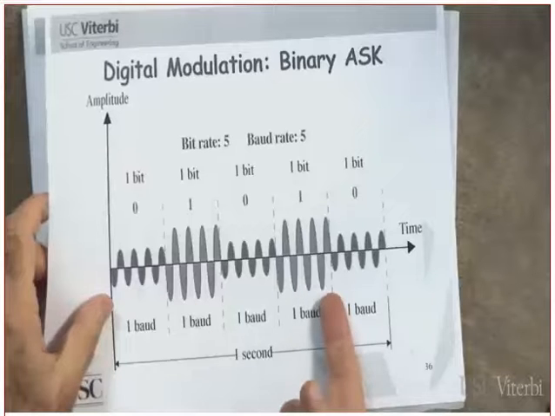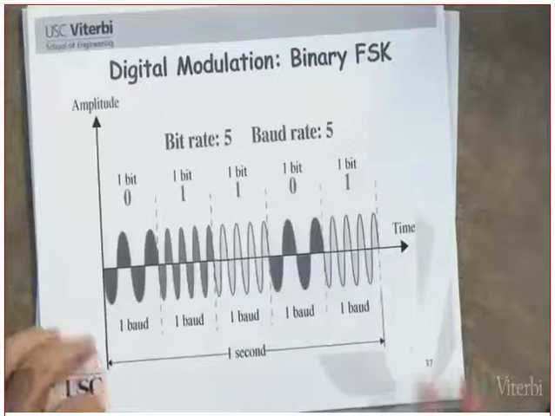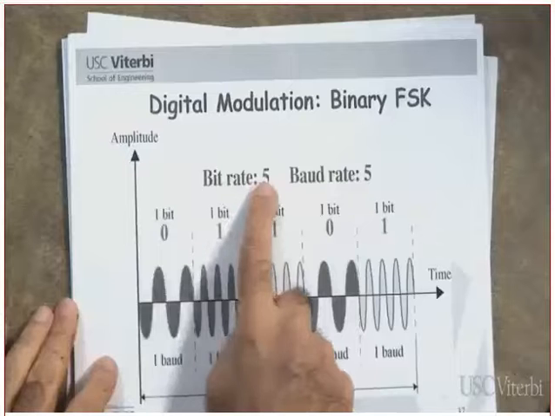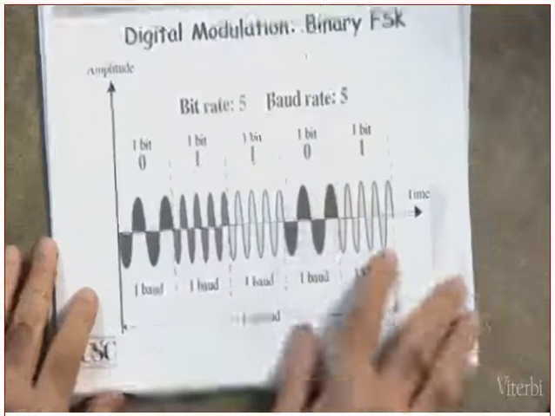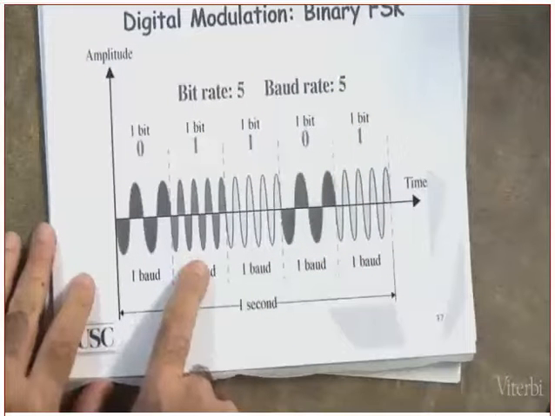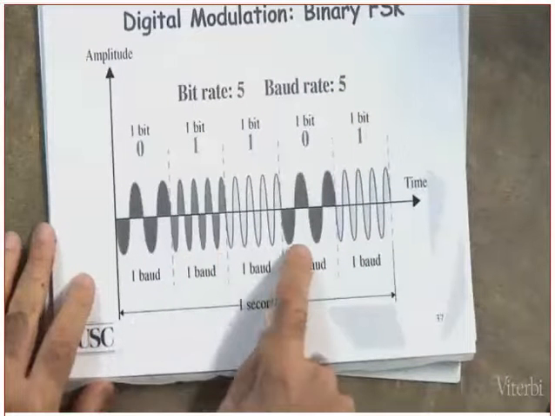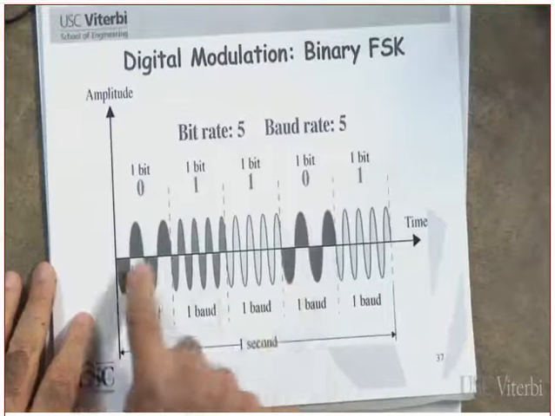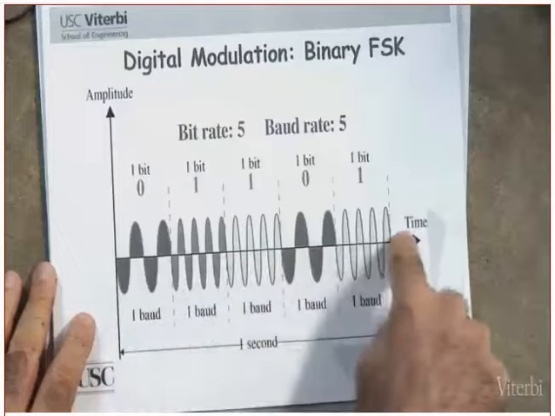Did the frequency change? No. Did the phase change? No. Tell me, what did you see here? Quickly. First of all, is it still a binary modem? Still a binary modem, 5 bits per second, 5 bauds. Question, what am I changing? Frequencies. How many frequencies do you see? 2 frequencies, one representing a 1, one representing a 0.